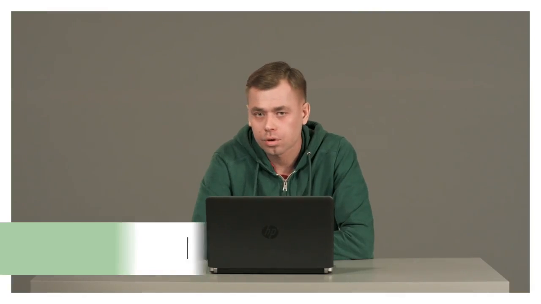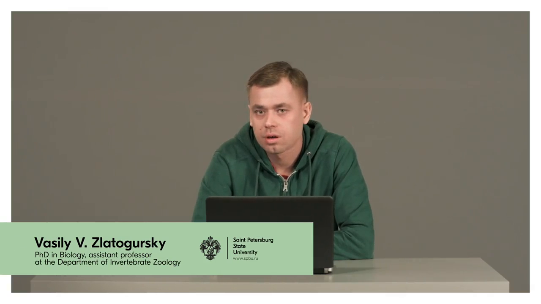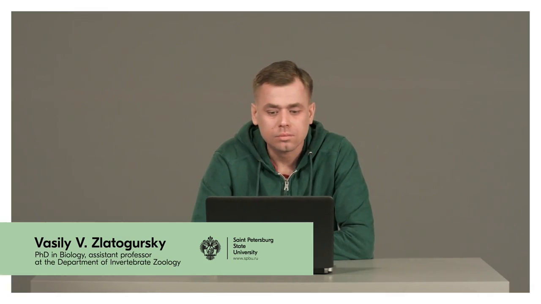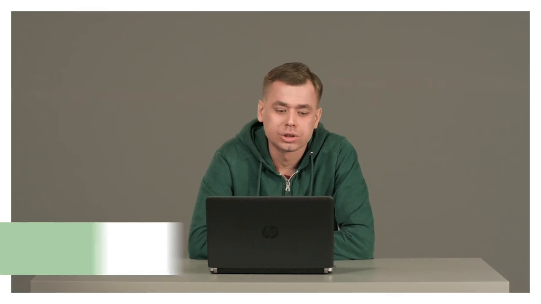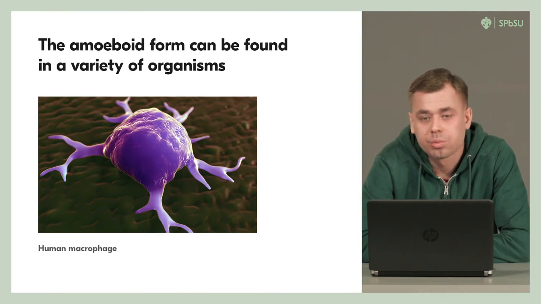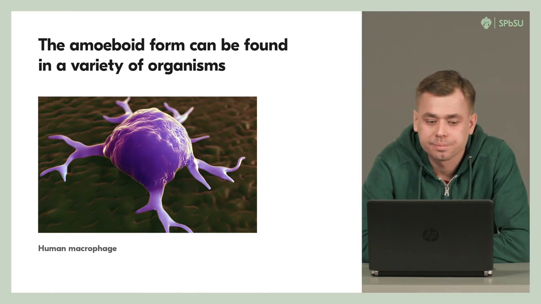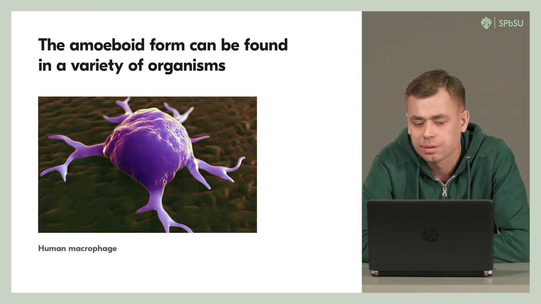The amoeboid form is widespread among the eukaryotes. Not only amoebas, but also the cells of a huge variety of protists, as well as many cell types of multicellular organisms are amoeboid. Check out an example of a human macrophage cell. It looks like a typical amoeba. But what does it mean?